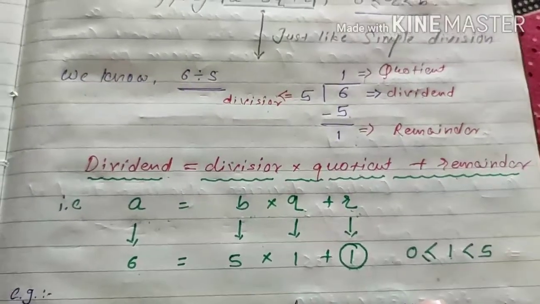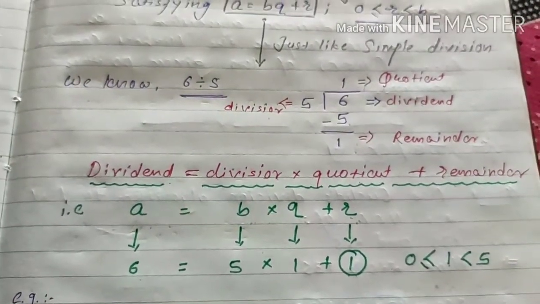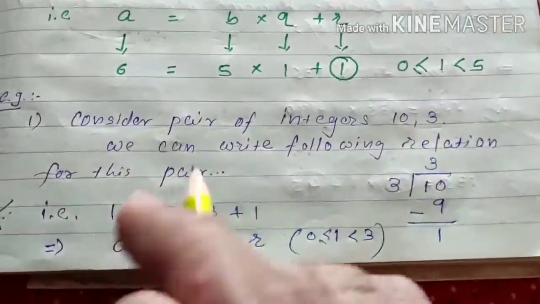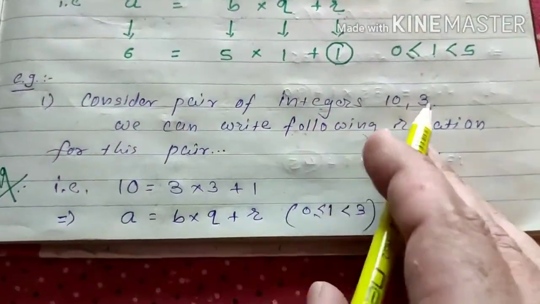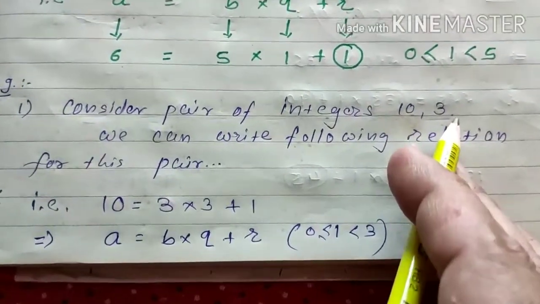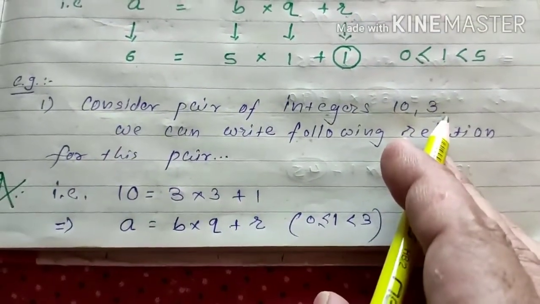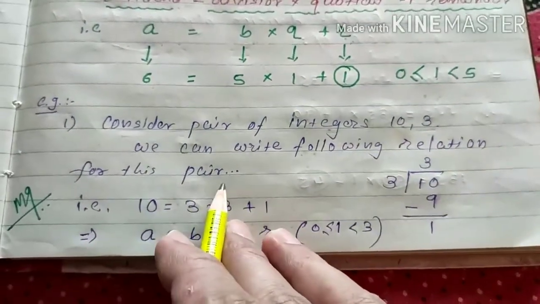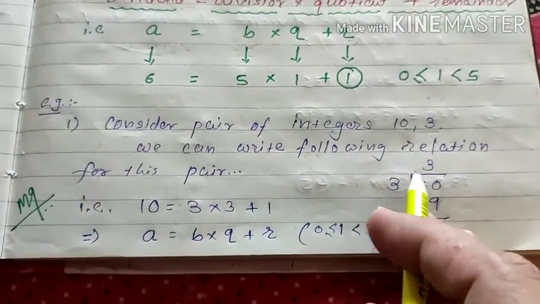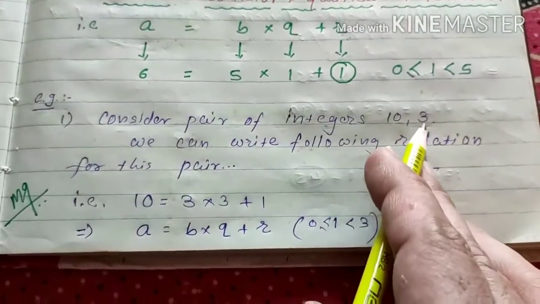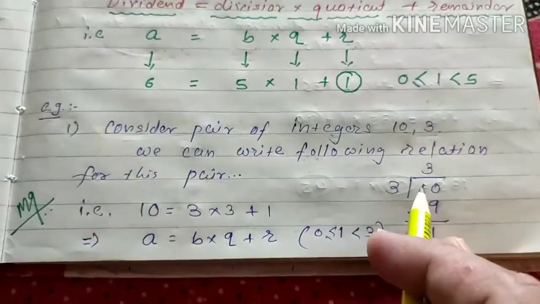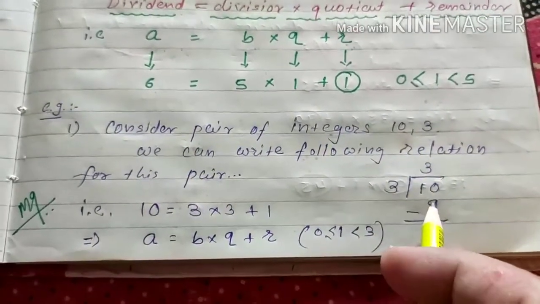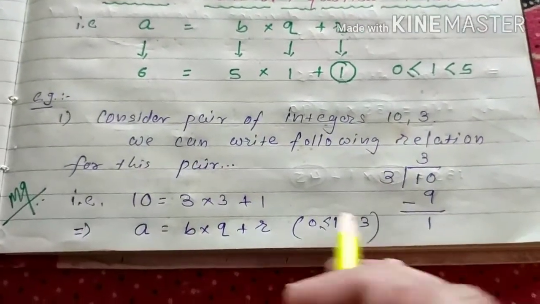Still confused? So just take one example for better understanding. Consider a pair of integers 10 and 3. We can write the following relation for this pair. If you divide 10 by 3, as 10 is bigger and 3 is smaller, 3 3s are 9. So remainder is 1.